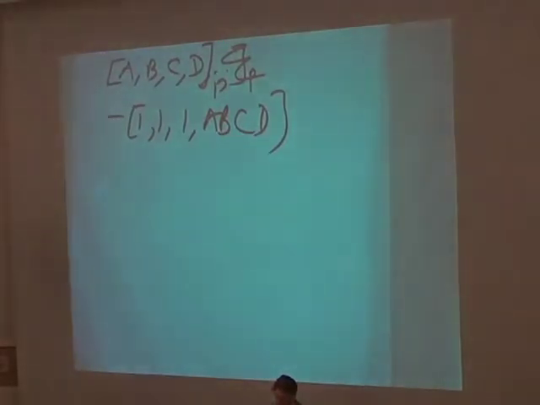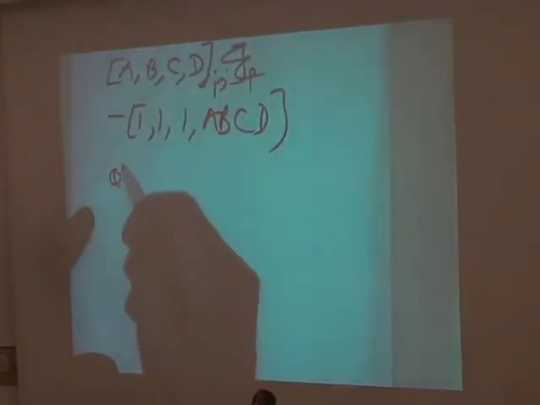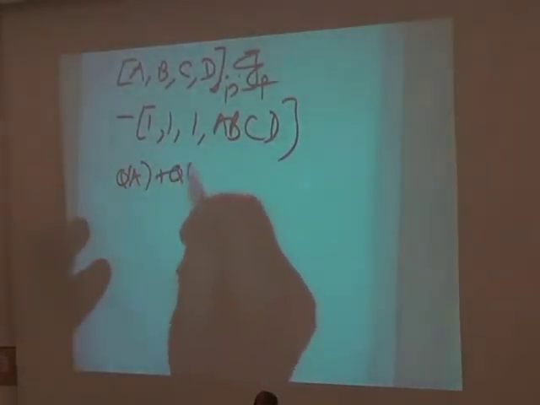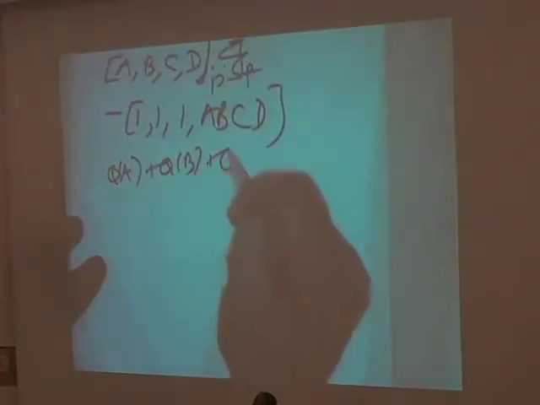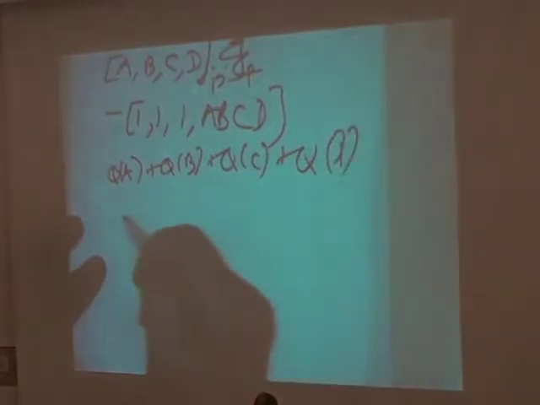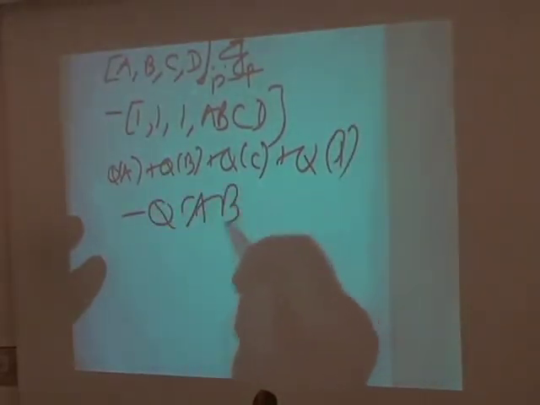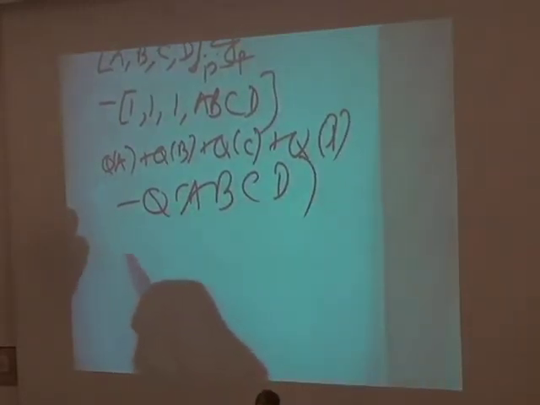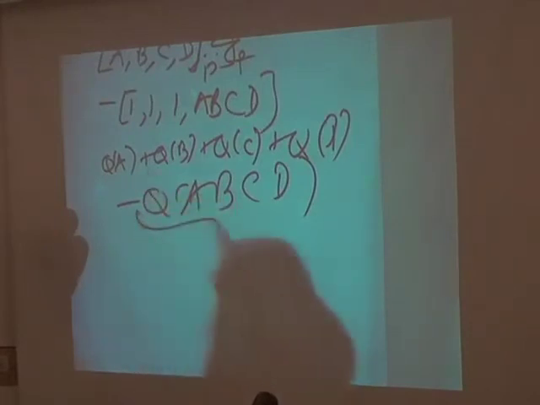Okay. What do I get? Well, I think I'll write Q for the quadratic form. This is Q of A. This is my famous quadratic form here. Q of A plus Q of B plus Q of C plus Q of D minus Q of A, B, C, D, because Q of 1 is 0. Now, what is Q of A, B, C, D?